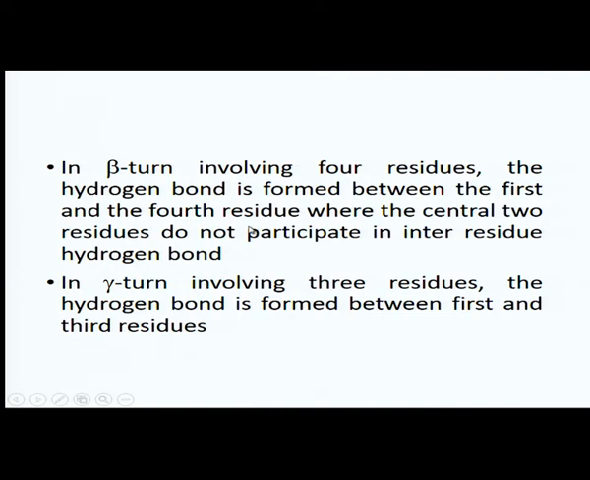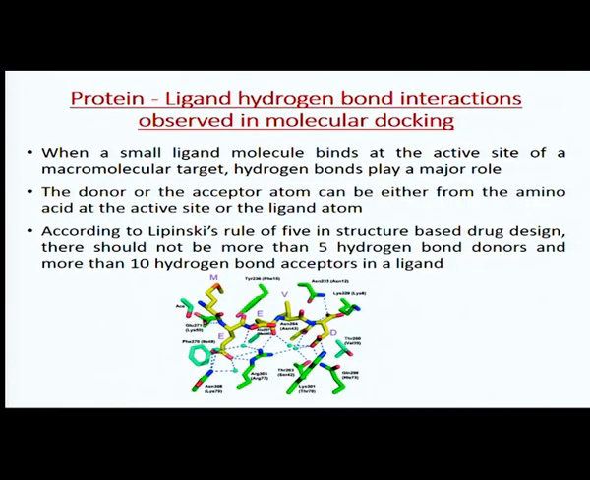In beta turn involving 4 residues, the hydrogen bond is formed between the first and fourth residue, where the central 2 residues do not participate in the inter-residue hydrogen bond, though this causes a bending within a short number of residues. We talk about folding of a protein. In gamma turn involving 3 residues, the hydrogen bond is formed between the first and the third residues.